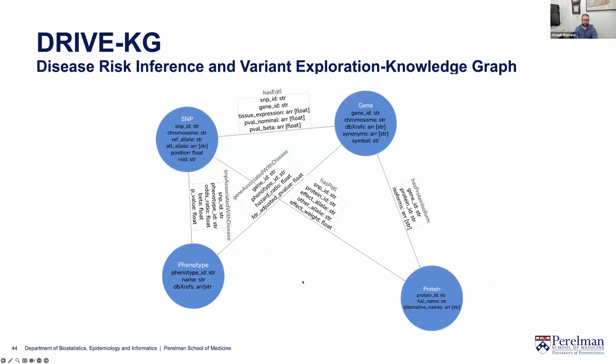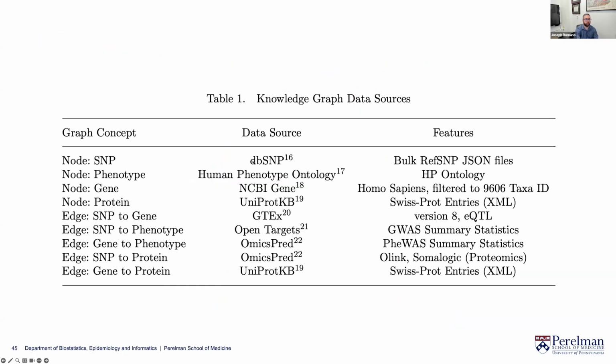So this is what that schema looks like. It tells you the different types of entities that are considered in the knowledge graph. We had genes, we had SNPs, which are variants. We had phenotype, which was disease, and then we had proteins, which is the resulting transcript of the gene, which can be associated with what are called pQTLs.